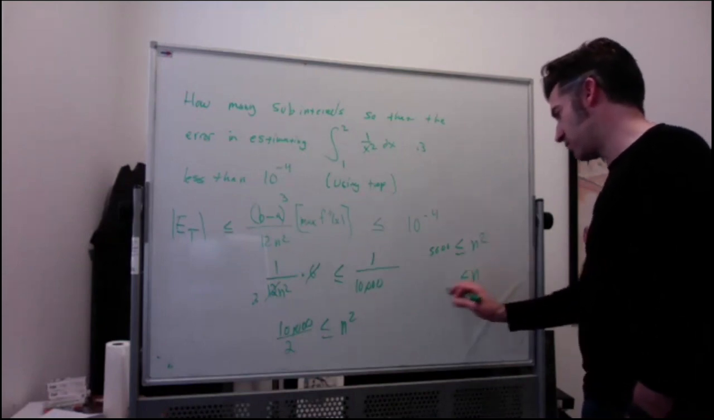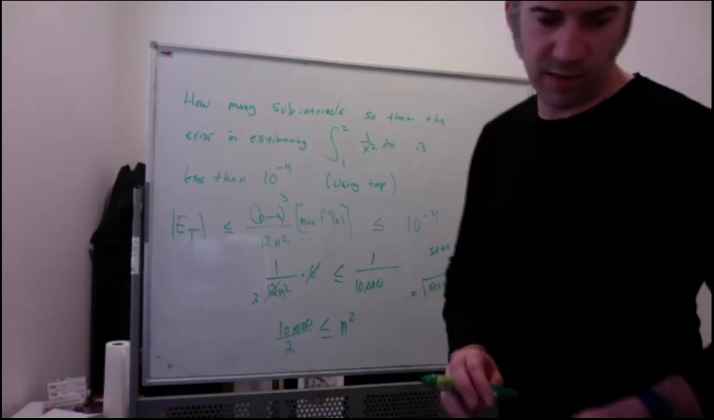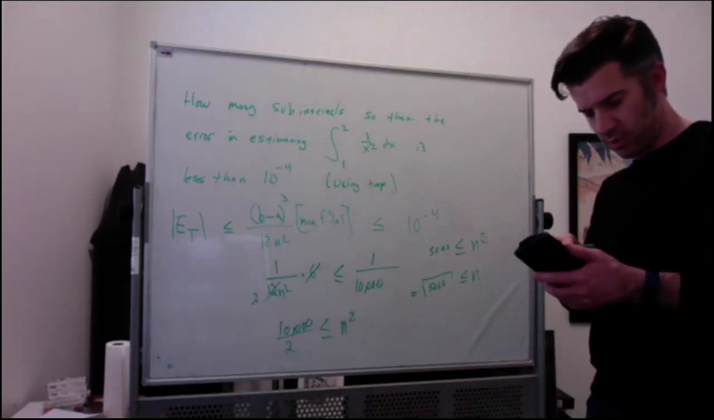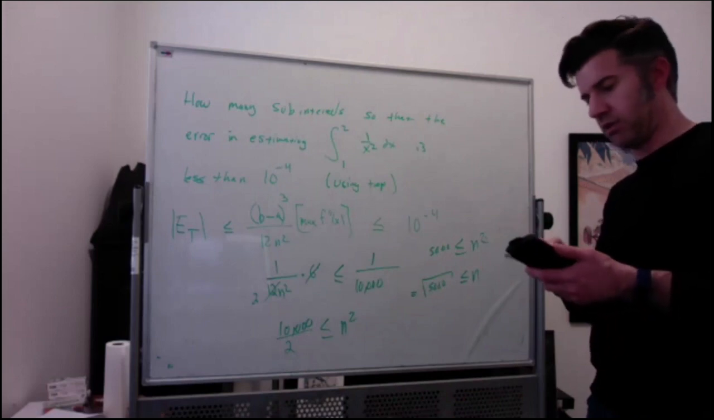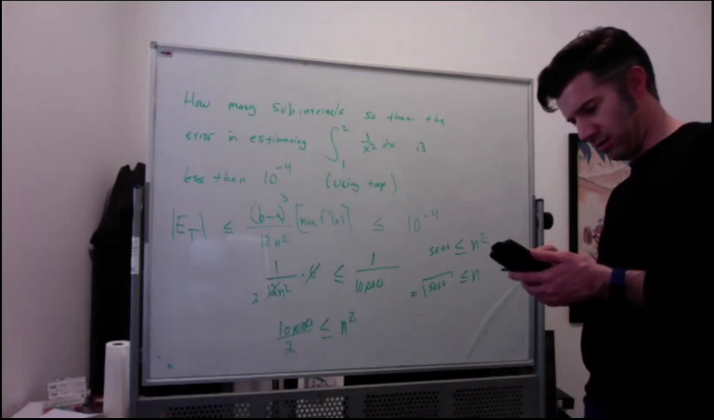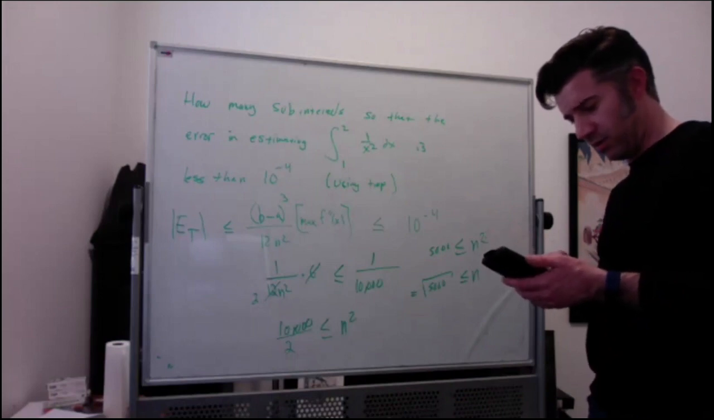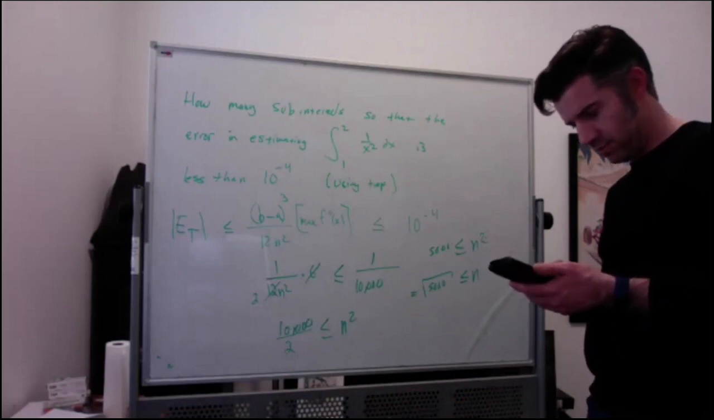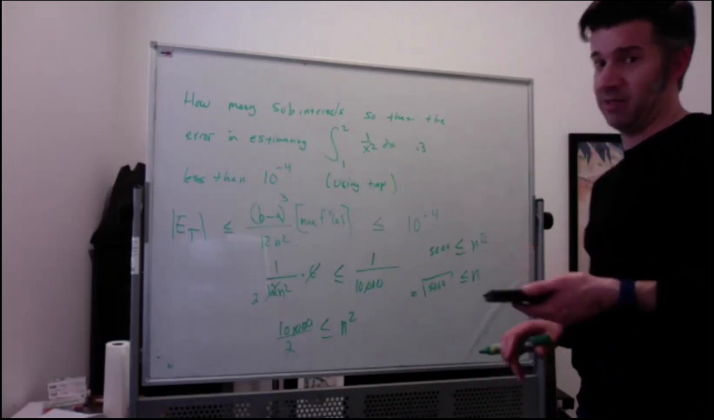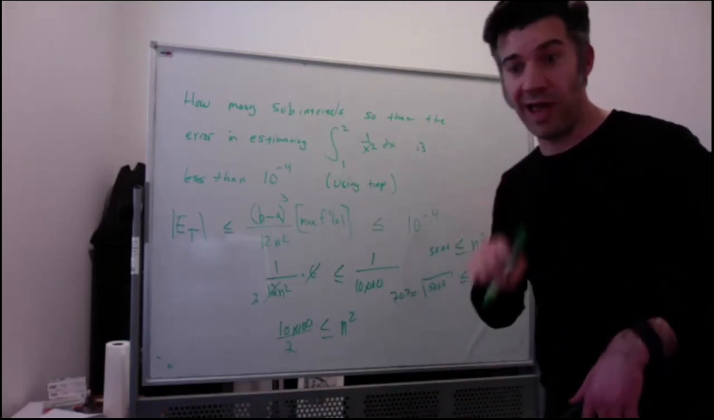So n is bigger than or equal to the square root of 5,000. What's the square root of 5,000? Good question. I think it's like 70 point something. Why is my calculator just not wanting to do anything? Okay, I did something bizarre. Anyway, square root of 5,000. Sometimes it just tells me it's the square root of 5,000, which is really helpful. It's about 70.7. So what do we pick for n?